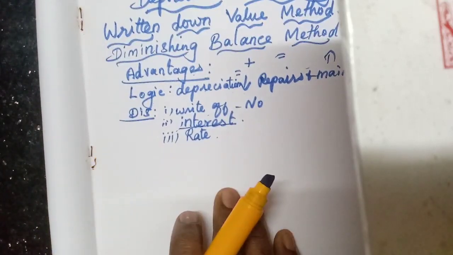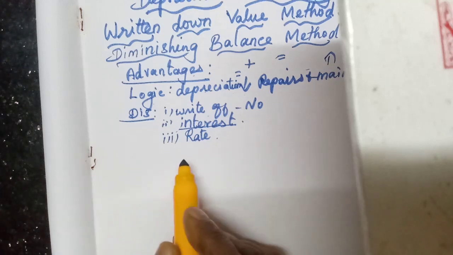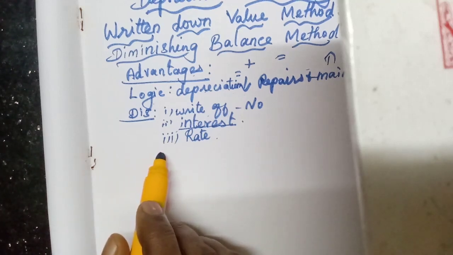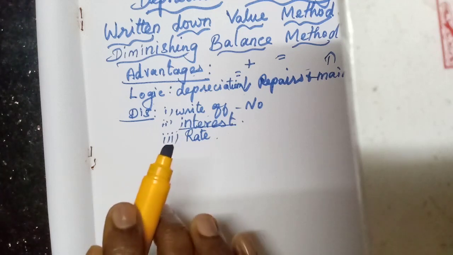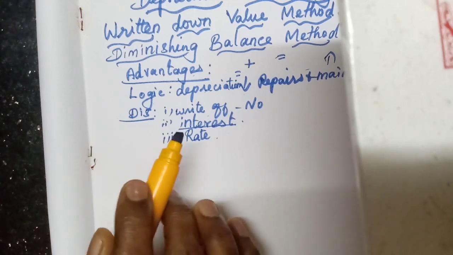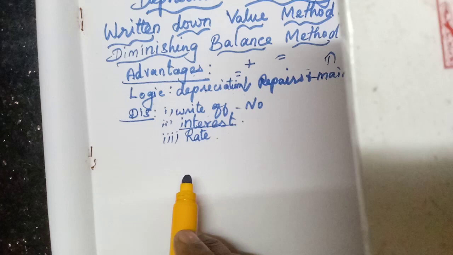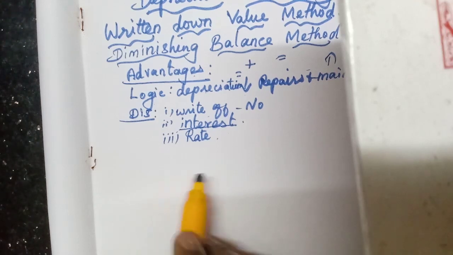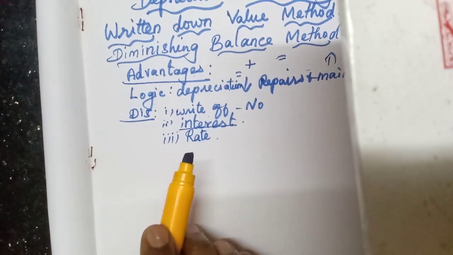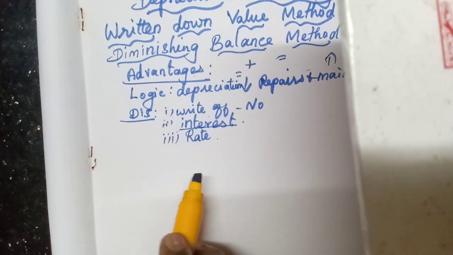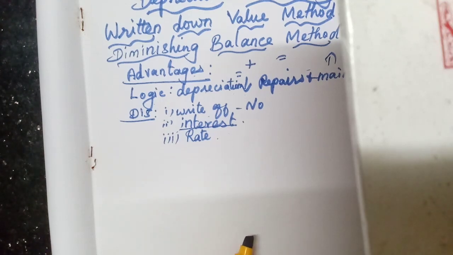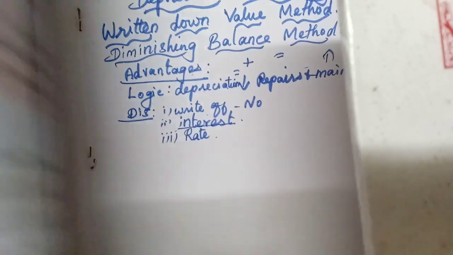During this online class, I have to complete all the chapters. So better you attend all the online classes, then only you can learn, because the same chapters will be coming for BCom if you go for higher classes. Now I will explain the written down value method.